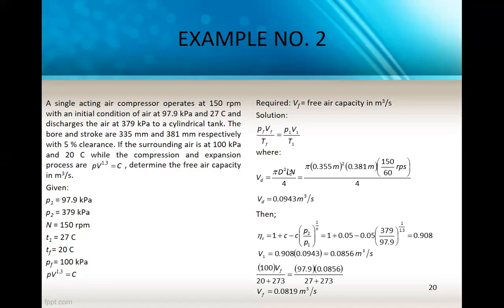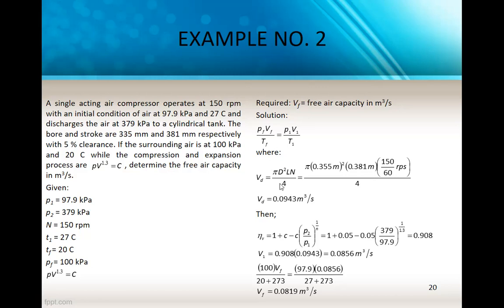For solution, for a constant mass flow rate, ito yung formula mo. PF VF over TF, ito yung atmospheric or surrounding air, is equal to P1 V1 over T1, sa initial condition of air. Diba? Itong temperature nyo is absolute. Iba, nag-prepare na, in-examan ko ng ganyan. At ang dinalagay na temperature is 20 at 27. Okay? Kaya nga nagtaka ako. First time siguro mag-solve.